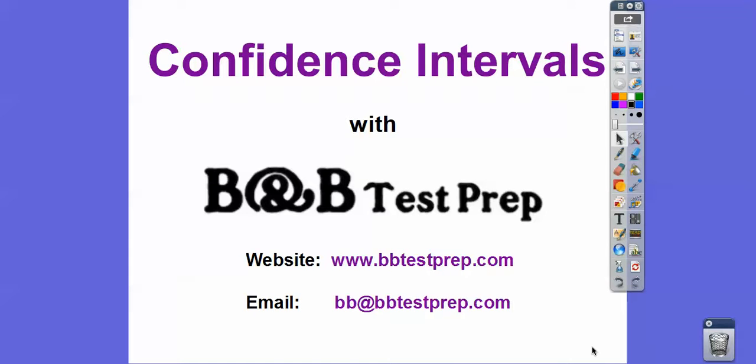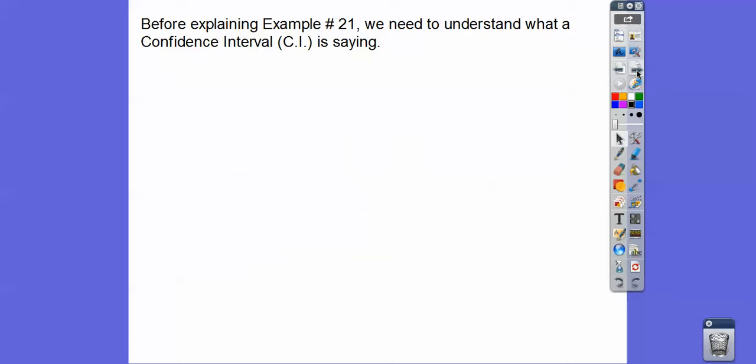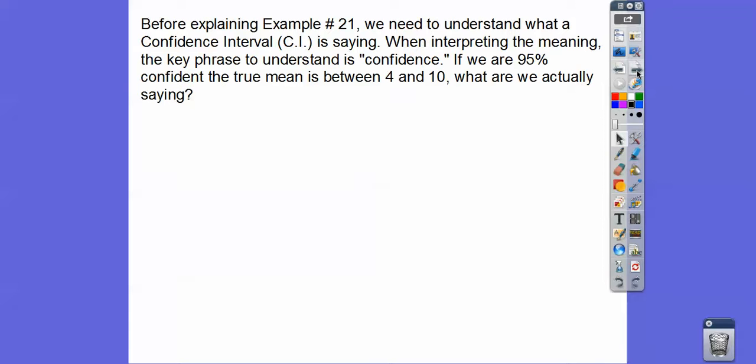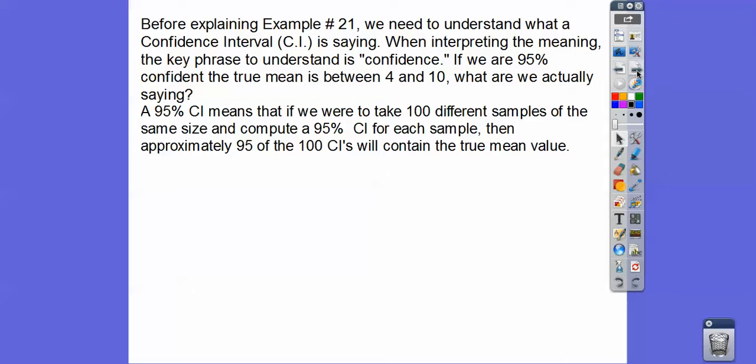Hey everybody, this lesson is on confidence intervals. So this one is just tricky wording. You got to understand the wording. Before we can explain our example number 21, we need to understand what a confidence interval is saying. When interpreting the meaning, the key phrase is to understand it's a confidence. If we're 95% confident that the true mean is between 4 and 10, what are we actually saying? Hopefully this lesson will break that down.